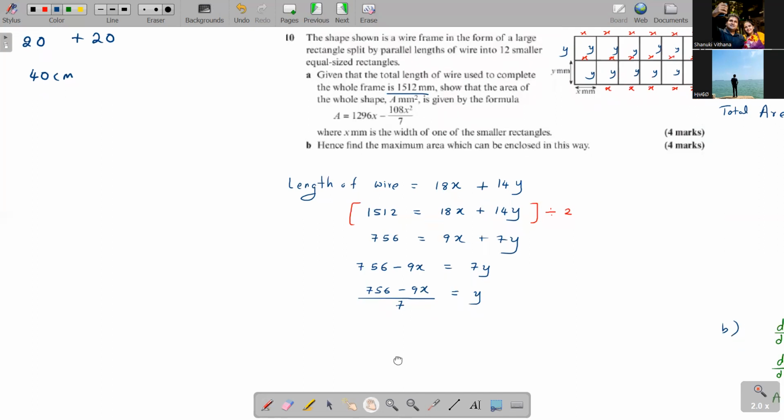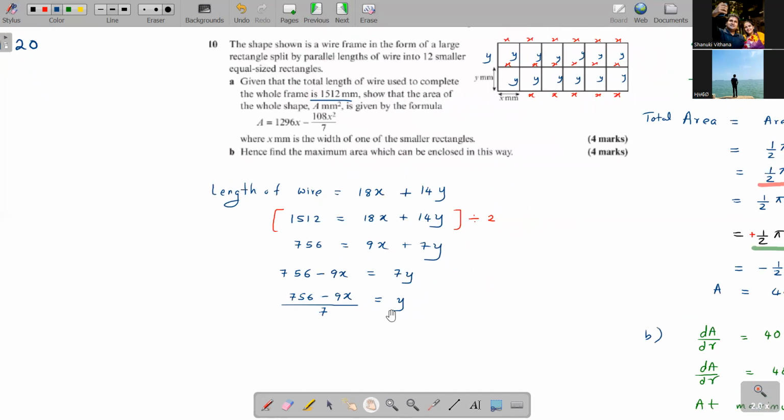Okay, then the next thing is to get the area. So what is the area of the whole shape? The area of the whole shape is length into breadth. Basically, you could get the area of one rectangle, and there are 12 rectangles. Or you could take the length into width of the big rectangle. Anything is fine. So I'll take the area of one rectangle and multiply. One rectangle is x into y, right? The area of one single rectangle is x into y, and there are 12 such rectangles. So area is 12xy.